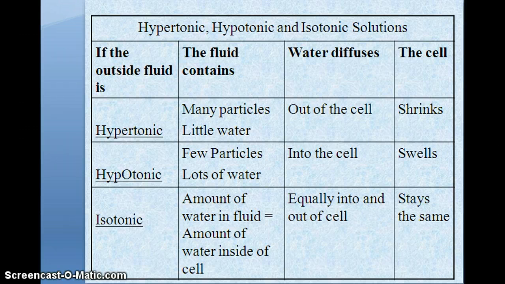Isotonic means the amount of water in the fluid and the amount of water outside or inside the cell is equal. Really, all you need to know for isotonic is the outside is equal to the inside. Therefore, it doesn't shrink. Therefore, it doesn't swell.